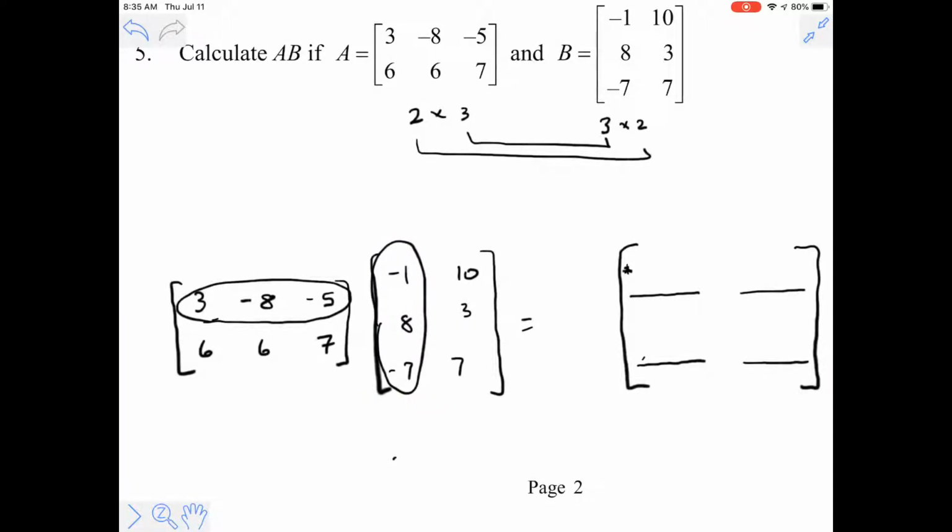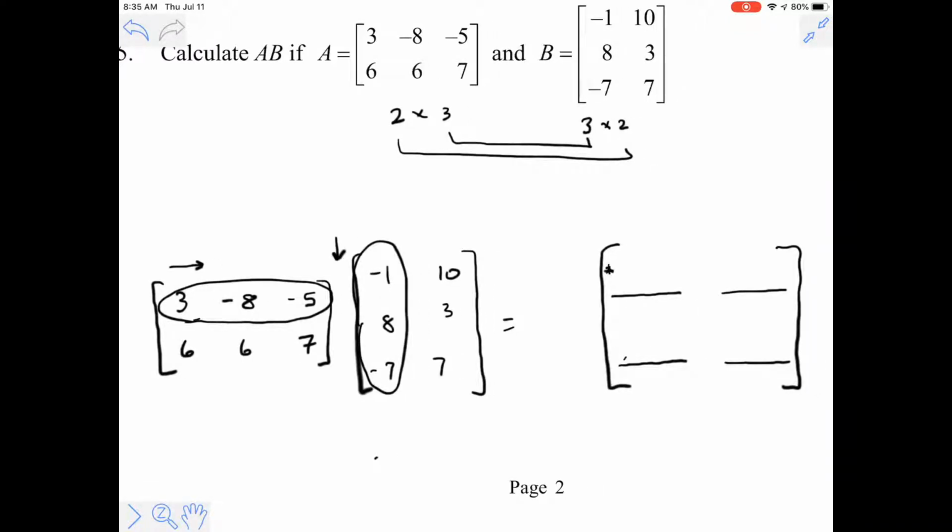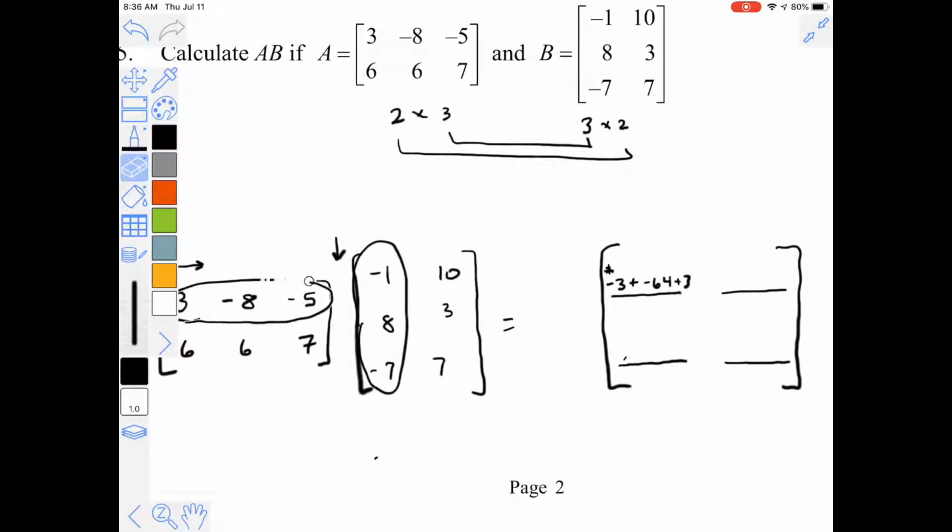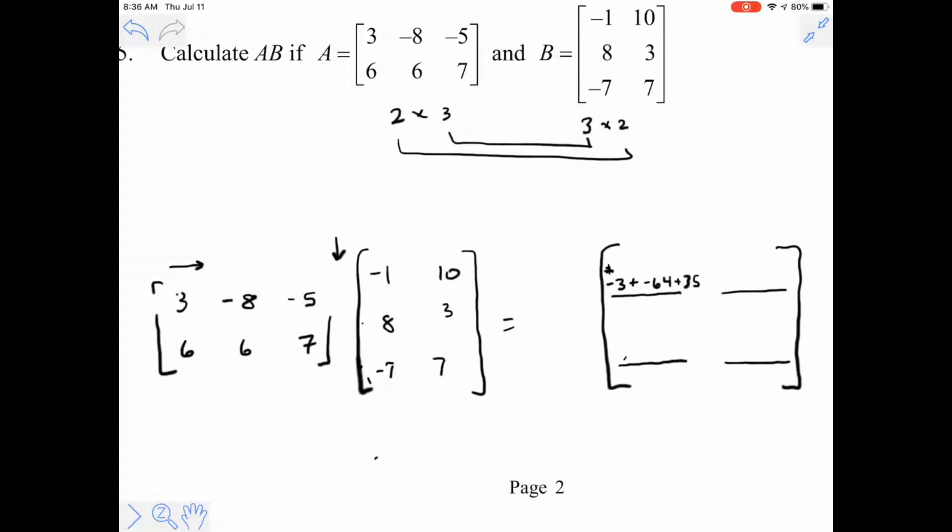So you move across the row and down the column. So 3 times negative 1 is negative 3. And then negative 8 times 8 is negative 64. And then negative 5 times negative 7 is 35. And we'll proceed like that with the rest of them.